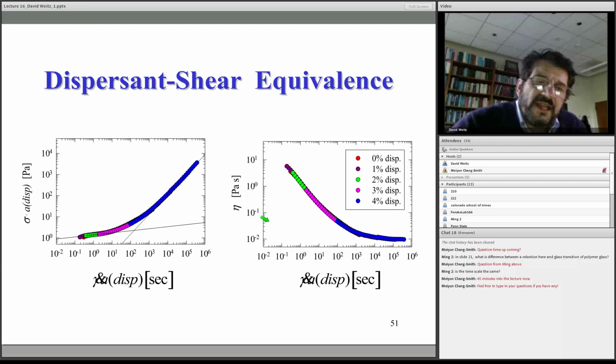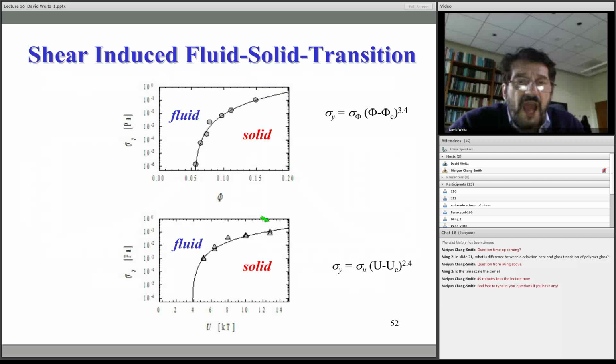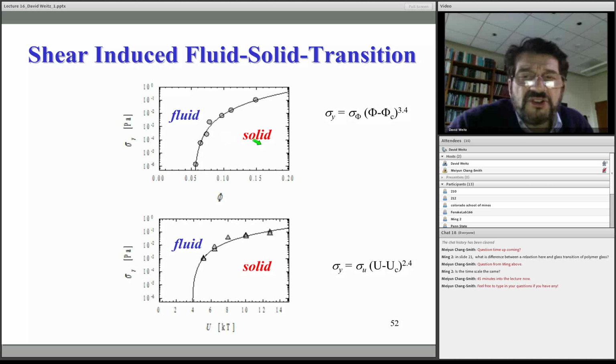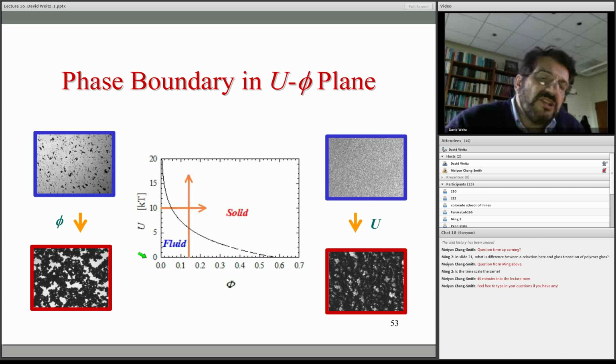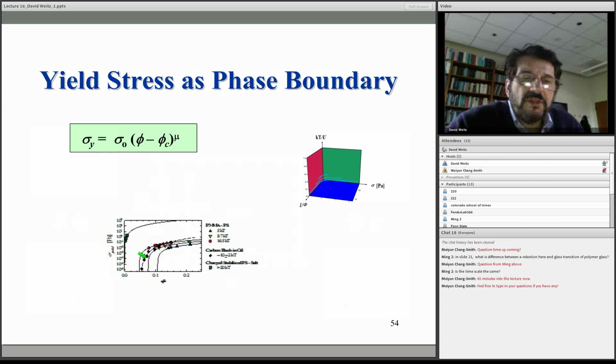the same scaling before. And so, again, you can use that scaling behavior to define some boundary between the fluid and the solid-like behavior. This is as a function of volume fraction or as a function of interaction energy. You see the same kind of boundary behavior. And so you can take all of this, the volume fraction, interaction energy, and the shear rate, and you can make them into a three-dimensional plot.